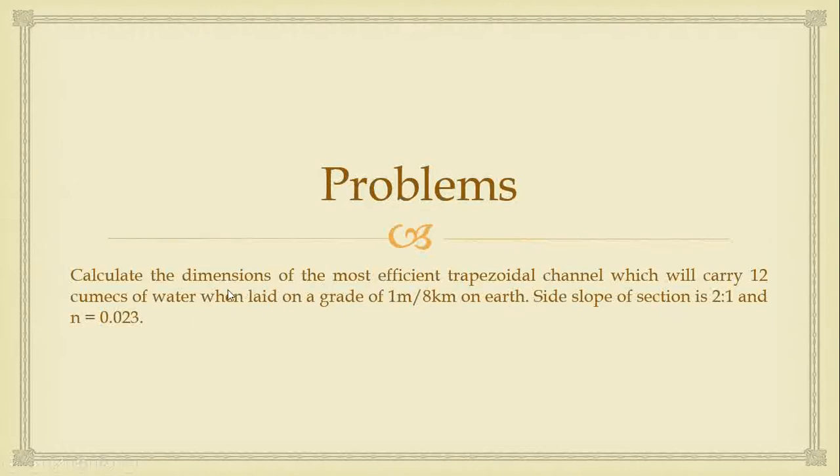They have mentioned the most efficient, that is most economical trapezoidal channel section. Write down the condition given for most economical trapezoidal channel section and find out the dimensions. They have given the discharge value. Calculate the dimensions for the most economical trapezoidal channel section. If you have any doubts in this, please approach me and I will clarify all your doubts.